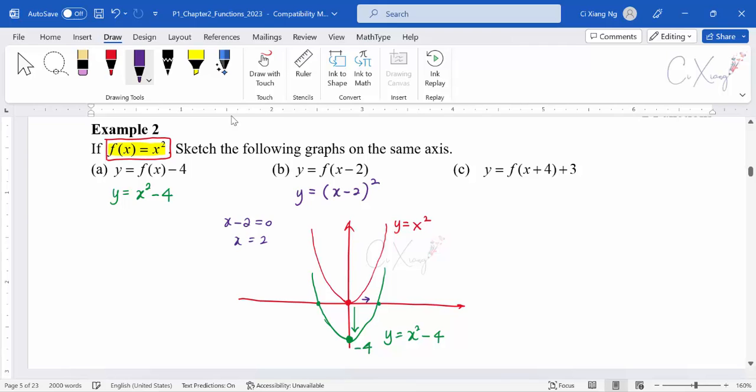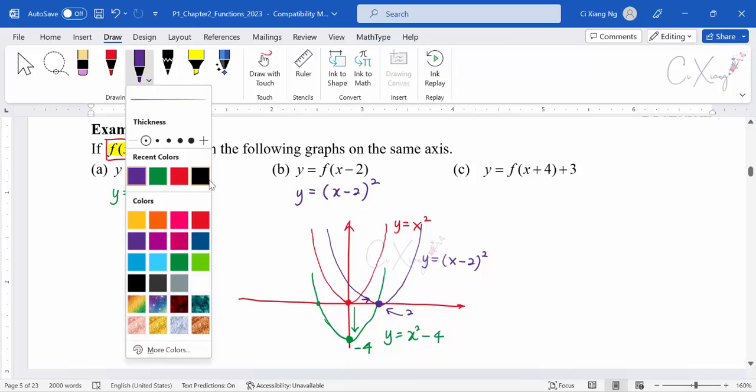Okay, so if I want to move it 2 units to the right hand side, then you can label this as 2. And if I sketch on my diagram, it will look something like this. It is still U shape, but I'm moving the whole U curve to the right hand side, 2 units. And this purple graph will be y equals (x minus 2) squared. Okay, so this is what you have for part B. And let's have a look at part C now.